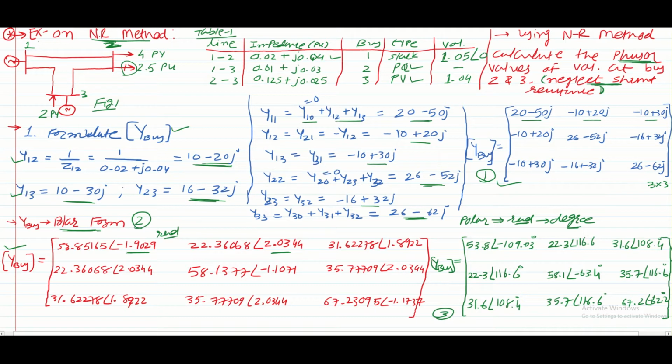So we are going to use this final matrix, means matrix number 3, for the calculation of power flow analysis using NR method for this example. Clear? Every time in each example you need to convert this. If it is given well in advance, then no need to calculate or worry.